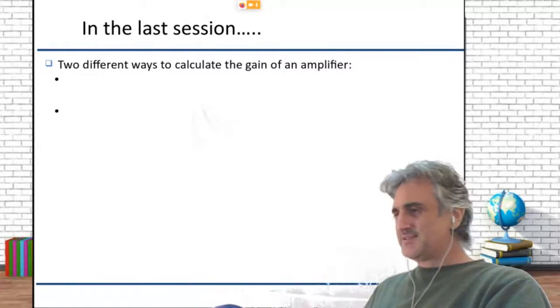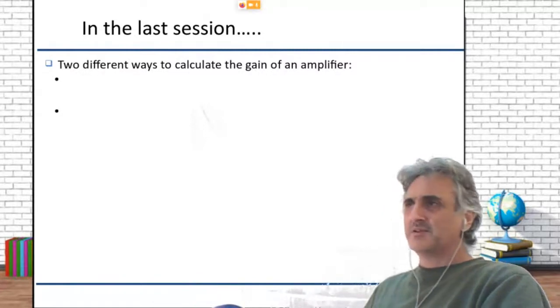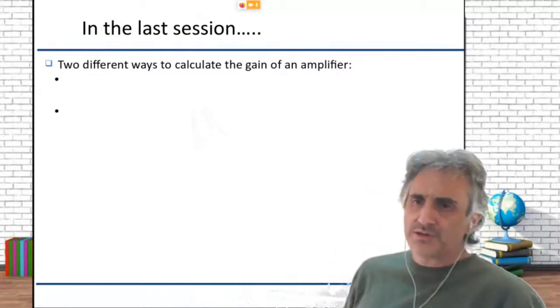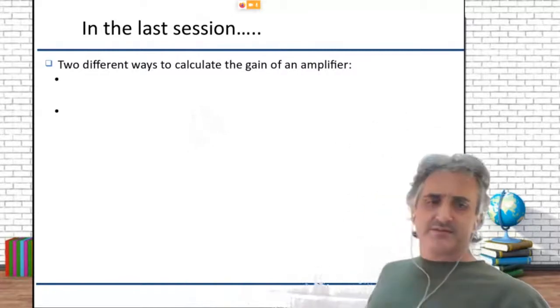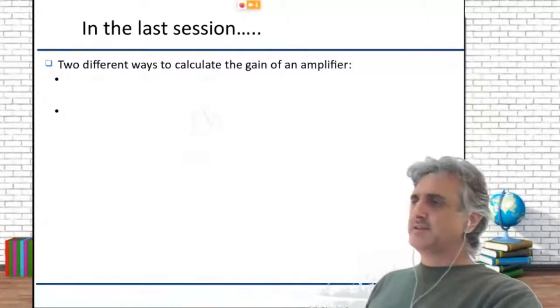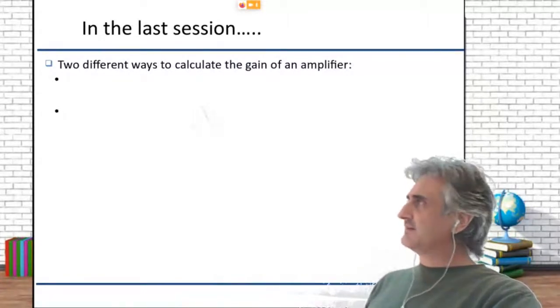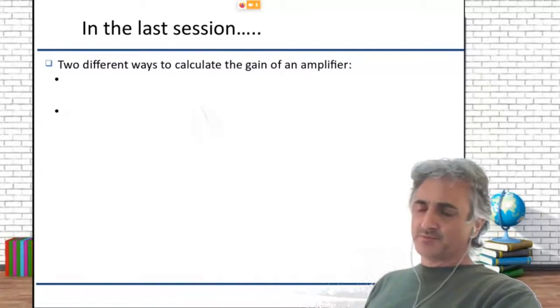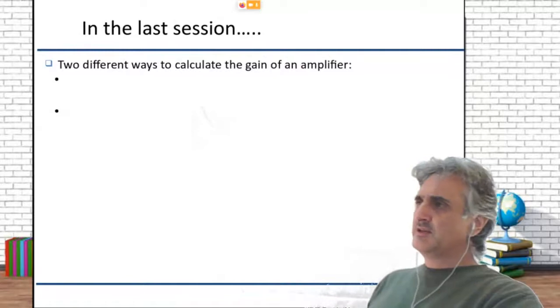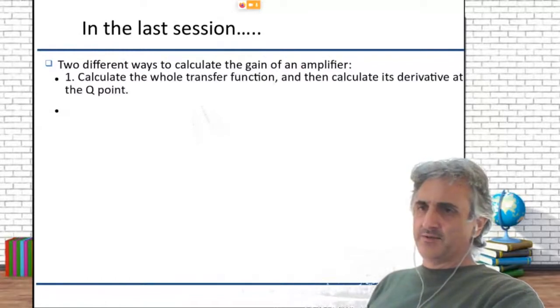If you are adding signals, you are integrating signals, differentiating. If you are making control or whatever, you are always using amplifiers there to keep the level of the signal at least to a given level with a given strength. Okay, so we saw two different ways to calculate the gain of an amplifier.